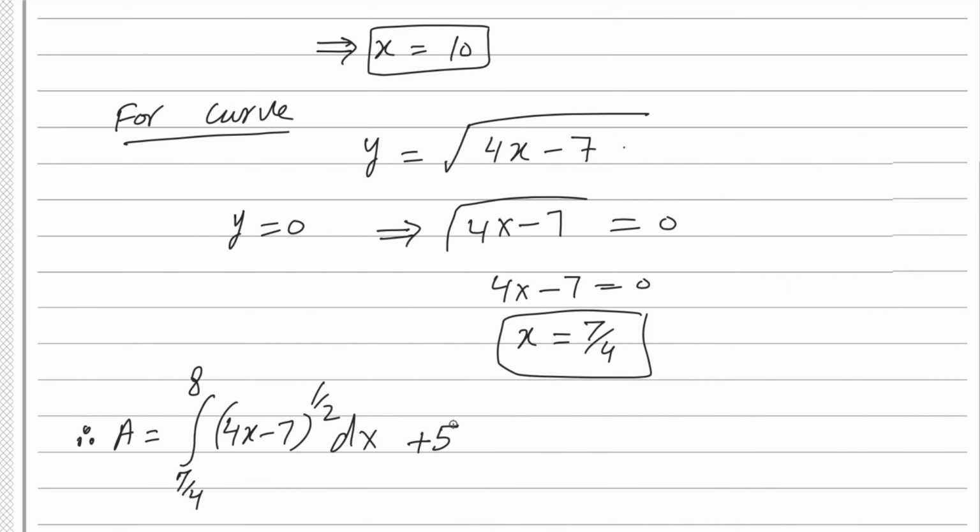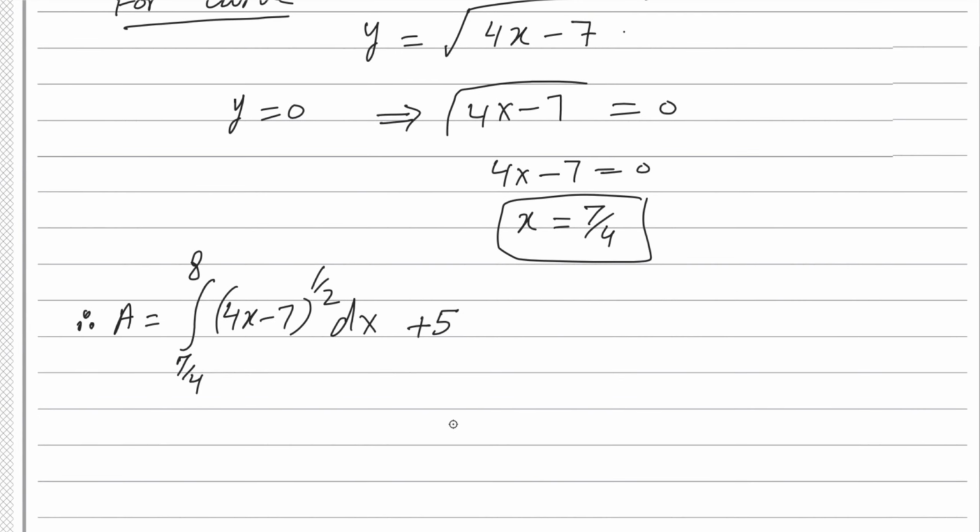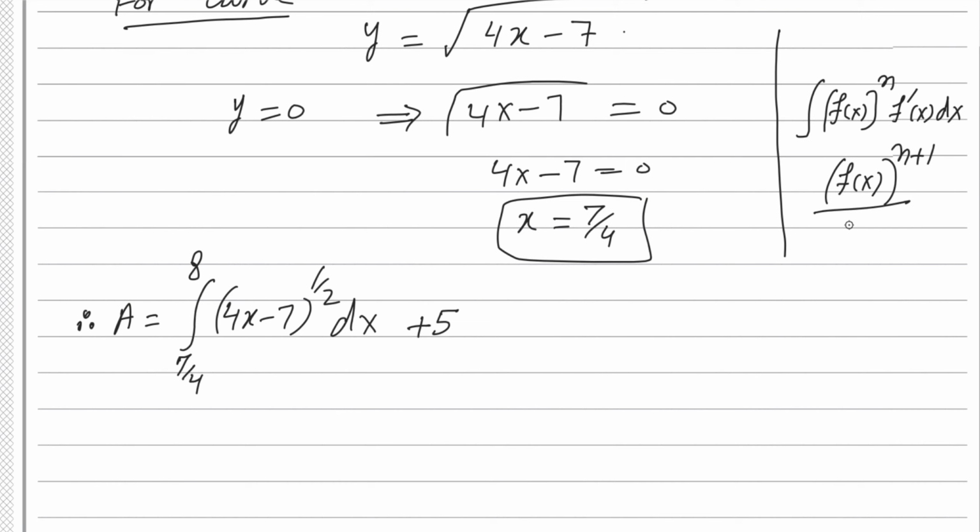You have to add that area, because the total area will be this one, area under the curve plus area of the triangle will give you the total shaded area. Now here you have to apply the formula. Let me tell you that formula again. Here is space, so I am writing that formula here. Integration of a function, and here if there is a power and the derivative is multiplying there, we increase the power by 1, that is, x to the n plus 1 divided by n plus 1.